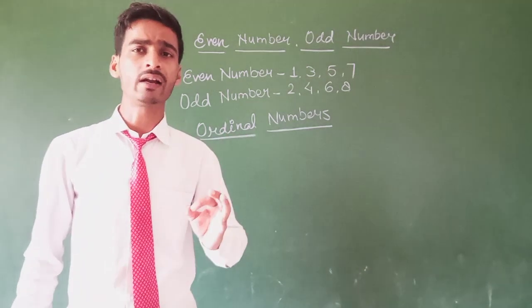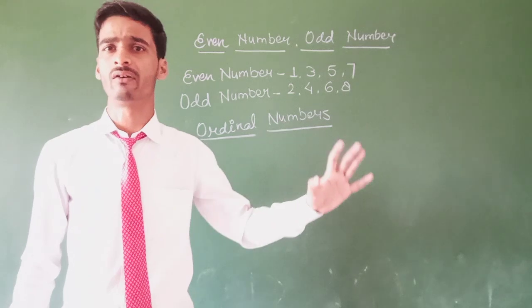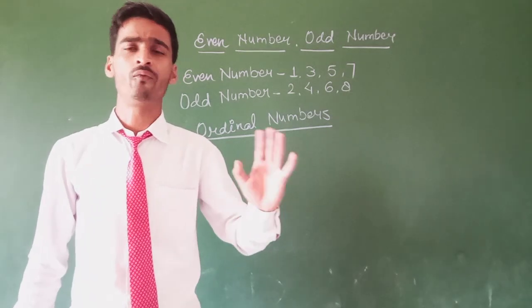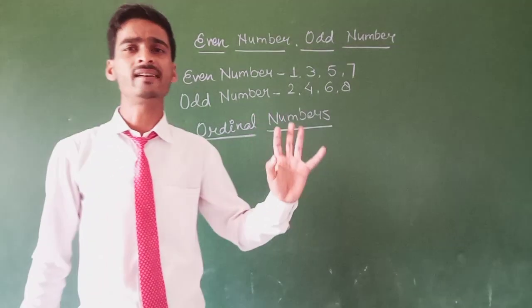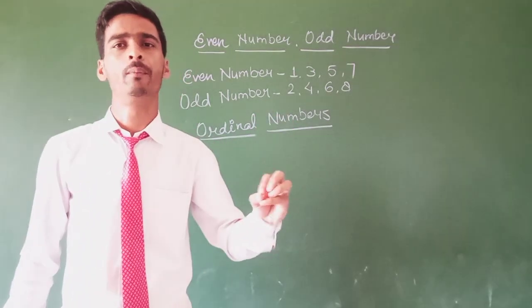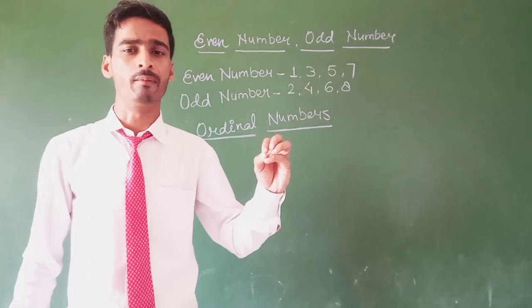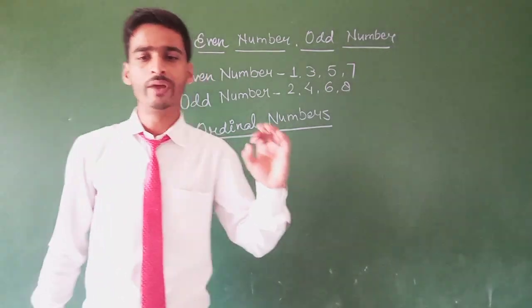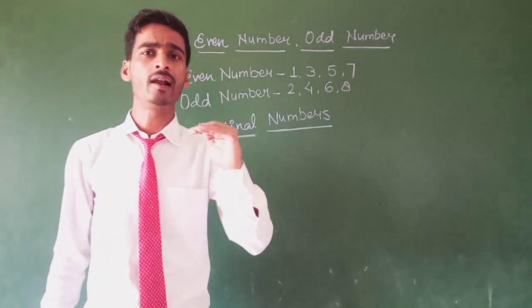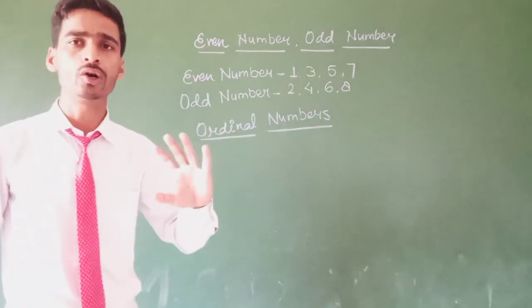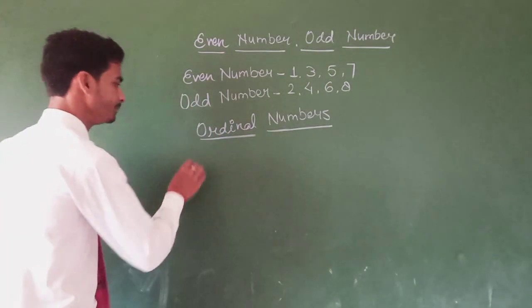In our class we know that first, second and third rankers are determined. So we can say that first, second, third tell us the position of the students. So these are called ordinal numbers. And now we have to learn about ordinal numbers from first to 12. So let's start ordinal numbers.